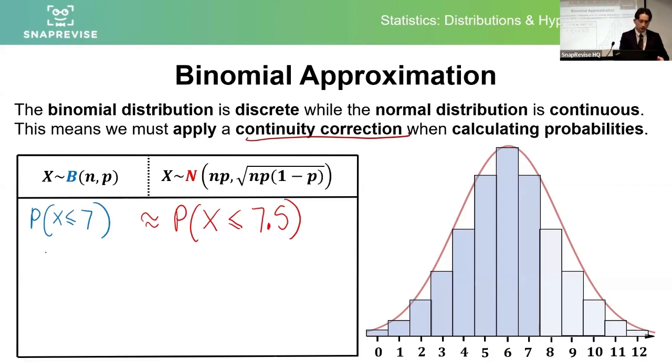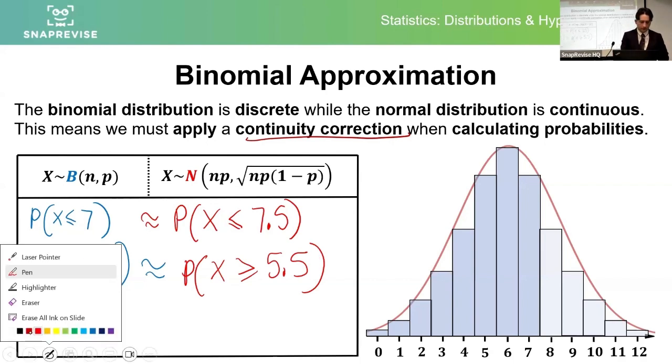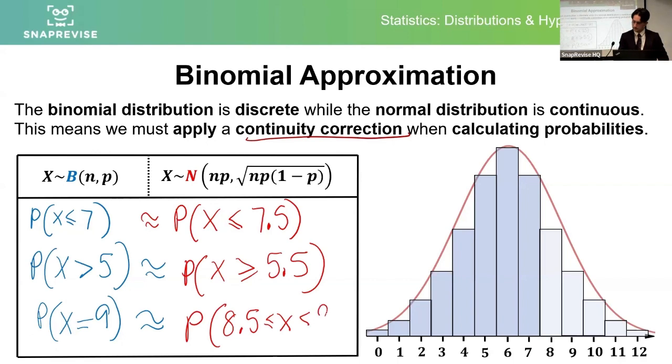Now, if on the binomial, I wanted the probability that x is strictly greater than 5, that would be the chance that x is greater than or equal to 5.5, because I want to catch 6, I don't want to catch 5. So these are really important. And finally, if I said on here, I wanted the probability that x is equal to 9, that's the probability that x is between 8.5 and 9.5.